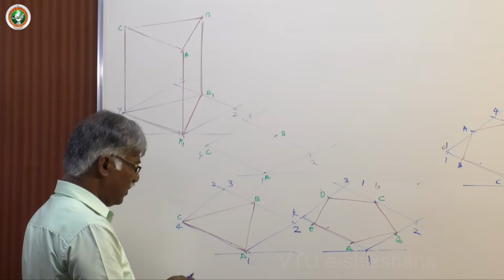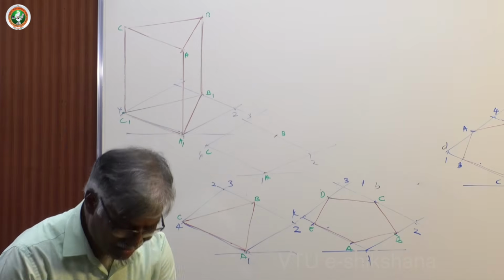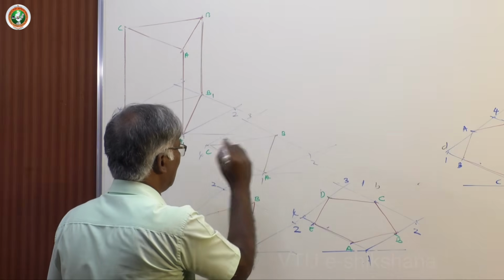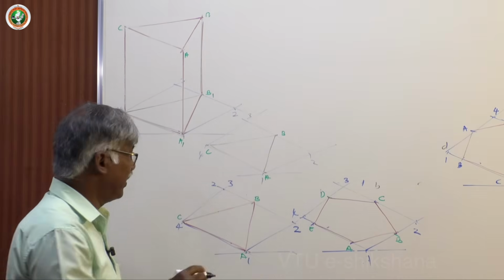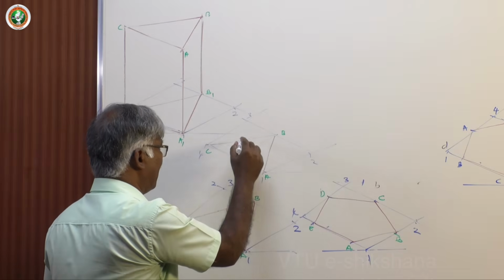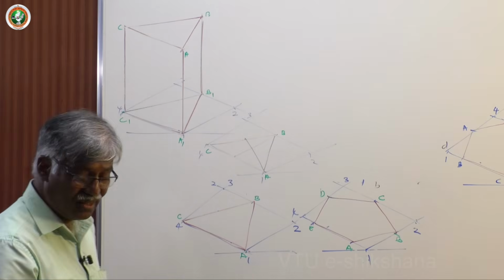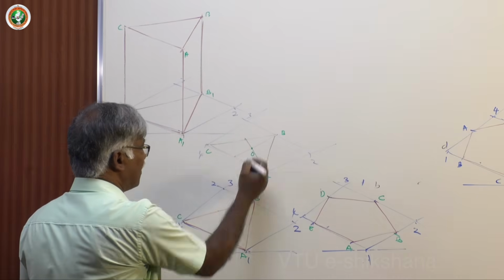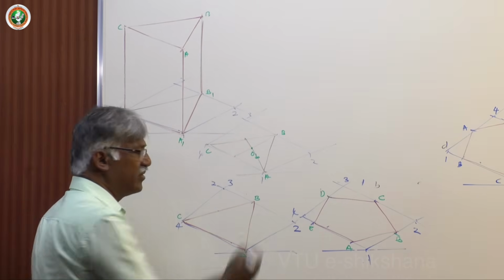Join them with light lines to get the shape, the isometric projection of the triangle, light lines only. Then fix two medians. So you need not worry about the distances. You mark the midpoint, again the midpoint, and do it. That's all. Then you get the center of the base, OB, the center of the base.